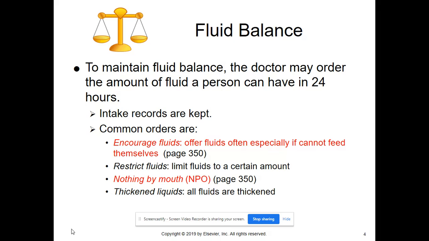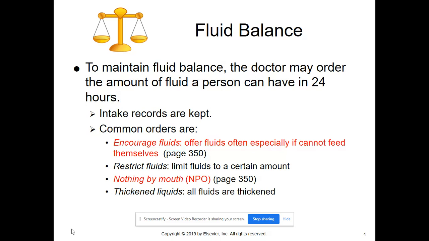One would be to encourage the fluids. So basically we'll say general diet, encourage oral fluids, meaning he wants the nurses to encourage the person to drink as much as possible. Okay, so you're going to offer fluids often, especially if the person cannot reach for the fluids or get the fluids themselves. You're going to keep going in there and offering them, here's some water. Do you want it? If they don't like water, you're going to offer them juice. Find out what they like. Push those fluids. Get those fluids going. So encourage or push fluids means he wants, however we can get fluid into the patient, he wants you to get fluid into the patients.